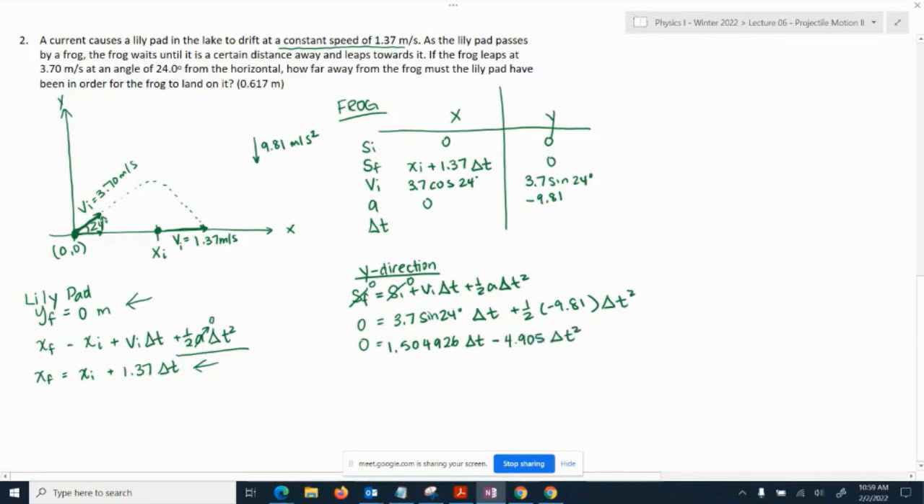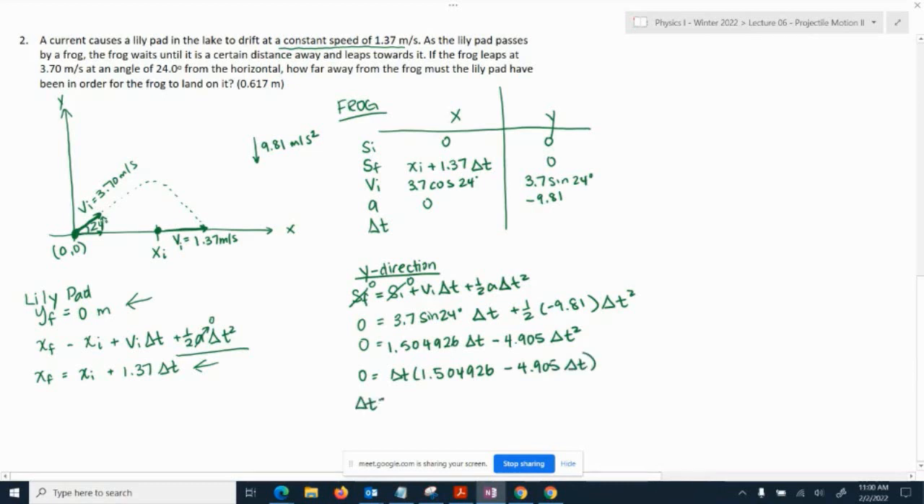Okay, so at this point, we have to solve for delta t. You have two options. You can use the quadratic formula. So this would be our A, and this would be our B, and our C would be 0. Or we can just factor out the delta t here. So that's what I'm going to do. It's a little bit easier. I'm going to factor out delta t, and I'm left with 1.504926 minus 4.905 delta t. Now I can solve for delta t.